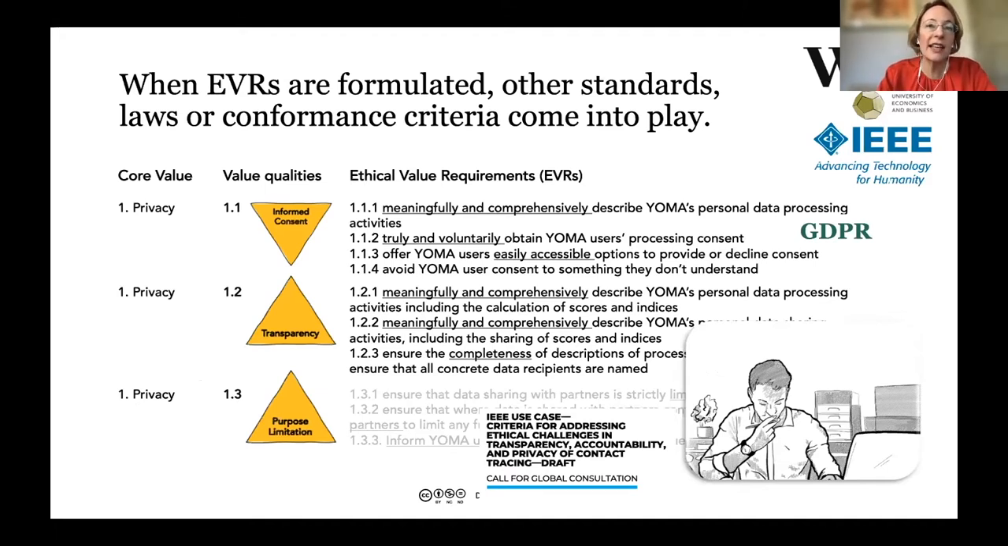Take all your design thinkers and educate them to become value leads, because value leads are very important, not only in conducting the philosophical workshops and running companies through the ethical questions, but also to help them formulate EVRs. They have the knowledge of what the GDPR asks. They have the knowledge about human rights. They have the knowledge about existing conformance criteria for transparency and bias, and they help companies to then formulate EVRs based on the value qualities and core values that they prioritize for their company.